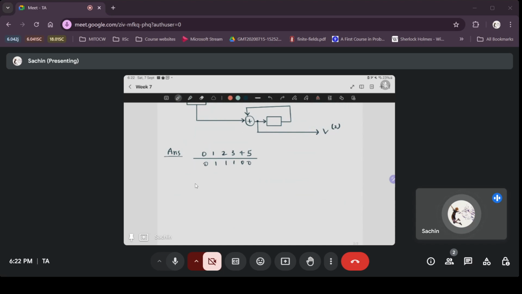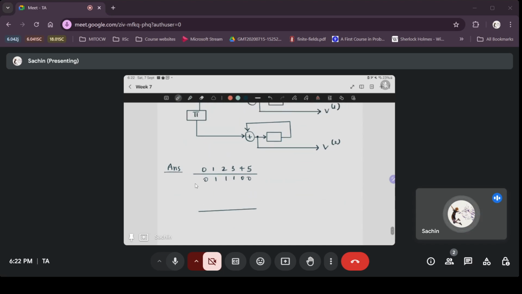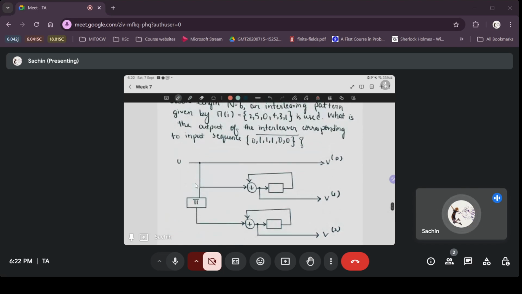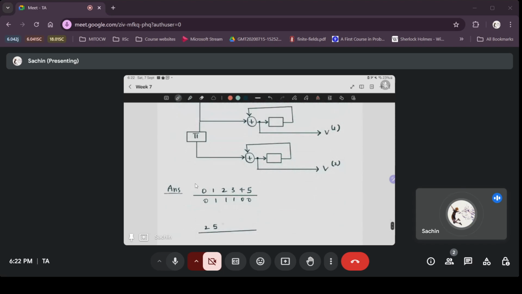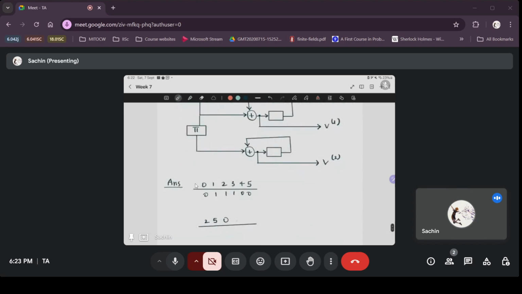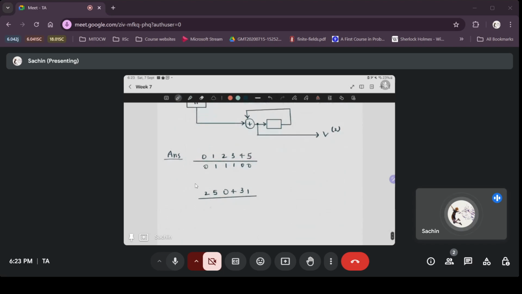Now the interleaver will rearrange this. The way it rearranges is 2 5 0 4 3 1. So the bit in position 2 will come first, then the bit in position 5, then the bit in position 0, and 4, 3, and 1. So the bit in position 2 is 1, bit in position 5 is 0, next 0. Bit in position 4 is also a 0. Bit in positions 3 and 1 are both ones.